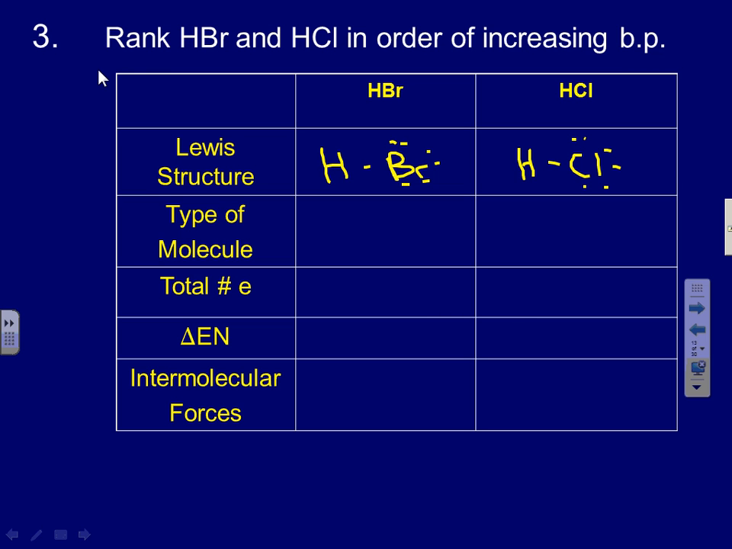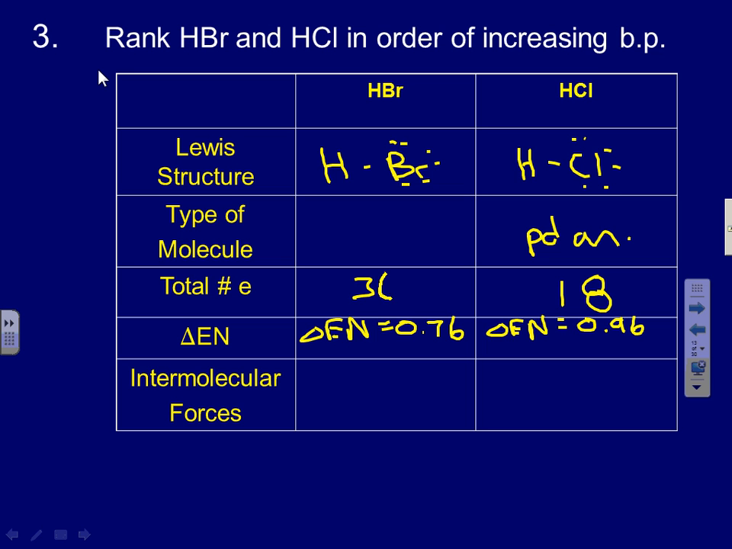We just did HCl, right? I believe the delta EN was 0.96, making that polar. Total number of electrons, 17, 18. Yeah, we just saw that too. You'd think I'd remember that. HBr, I don't know what the delta EN is. 0.76? Okay. And total number of electrons, 35, 36. 36 electrons. Type of molecule, it's polar as well.